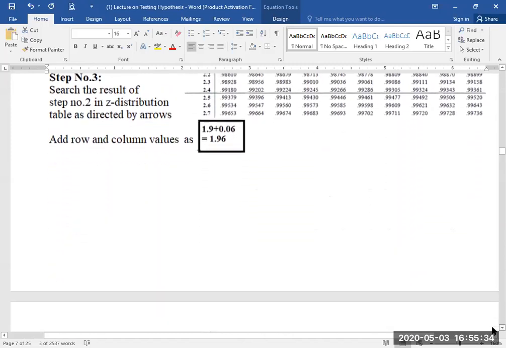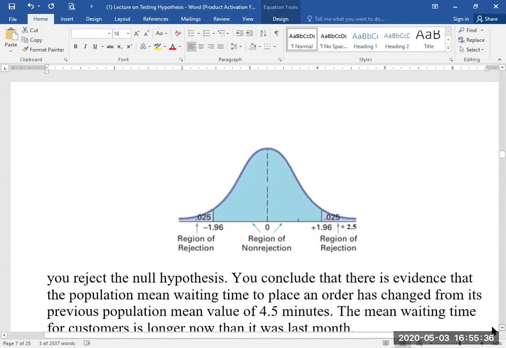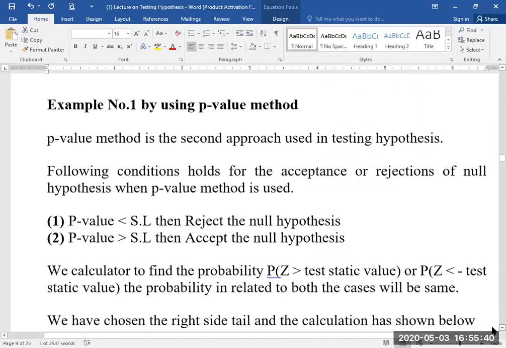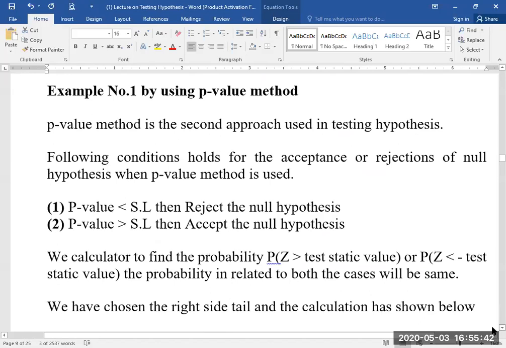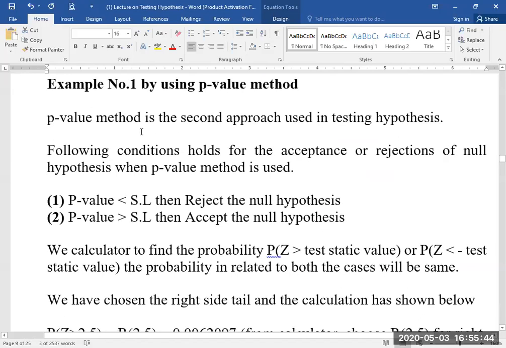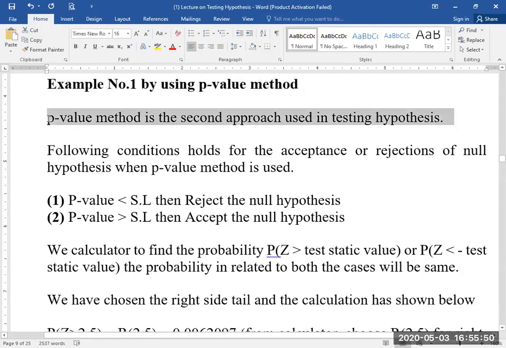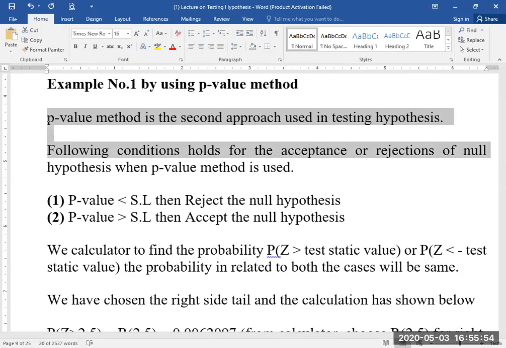Now, students, I am going to another method through which I will calculate the same. I will apply the hypothesis test by using the p-value method. Example number one, by using the p-value method. The p-value method is a second approach used in testing hypotheses. The following conditions hold for the acceptance or rejection of the null hypothesis when the p-value method is used.